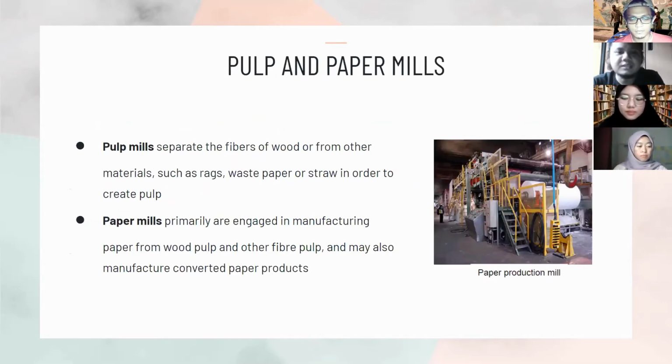Okay, this is pulp and paper mills. They are divided into two, which is pulp mills and paper mills. So first, pulp mills separate the fiber of wood or from other material such as rags, waste paper, or straw in order to create pulp. Paper mills are primarily engaged in manufacturing paper from wood pulp and other fiber pulp, and may also manufacture converted pulp products. Okay, next.